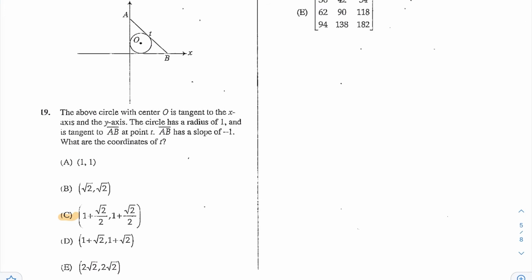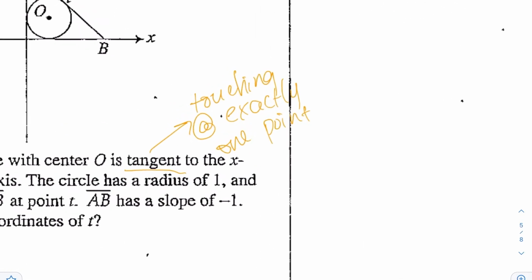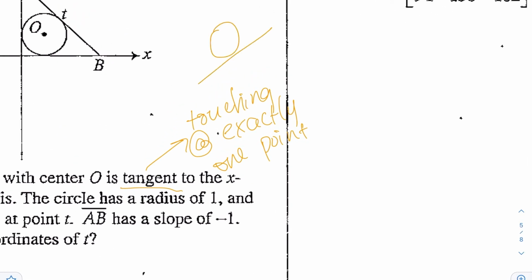So for question number 19, the above circle with center O is tangent to the x-axis and the y-axis. The circle has a radius of 1 and is tangent to AB at point T. Line AB has a slope of -1. What are the coordinates of T? All right, so here the key word in this problem is tangent. And tangent means that it's touching at exactly one point. And this is important because if you have a circle that's tangent to a line, it actually always forms a right angle at that point of tangency.